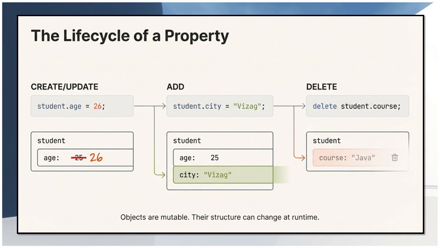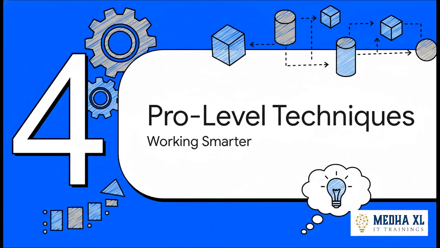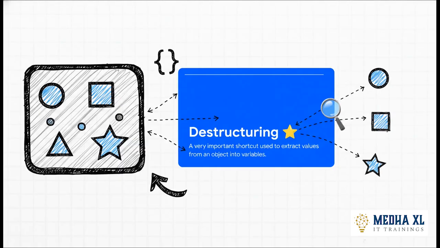Okay, you've totally got the fundamentals down. So now let's level up. We're going to look at a couple of modern pro-level techniques that will make your code so much cleaner. This is all about working smarter, not harder. First up is destructuring, and I can't stress this enough. This is a very important concept in modern JavaScript.